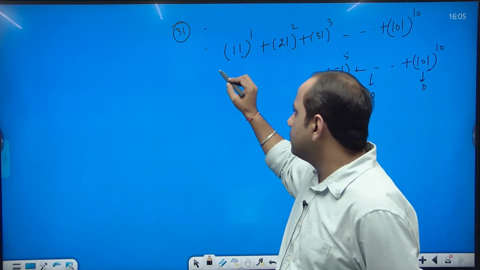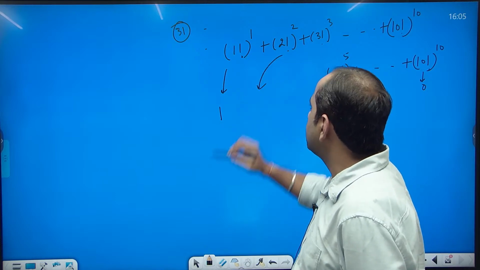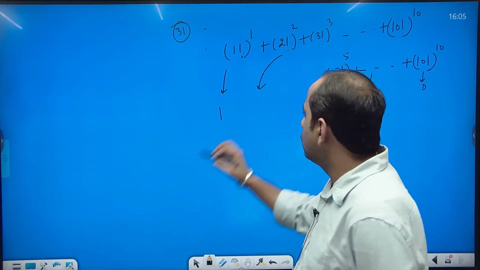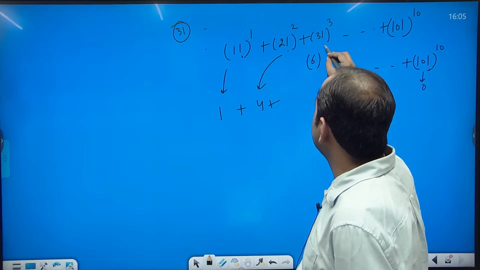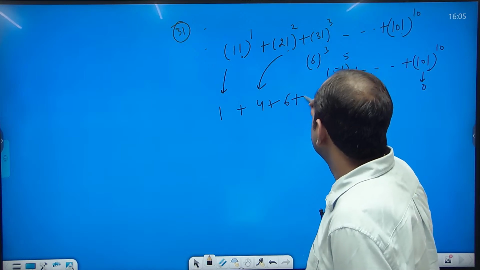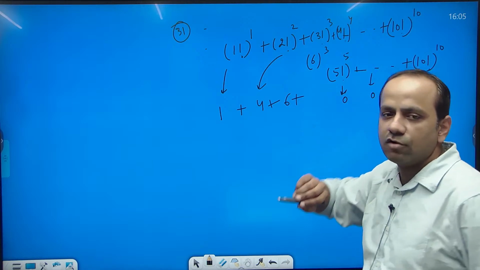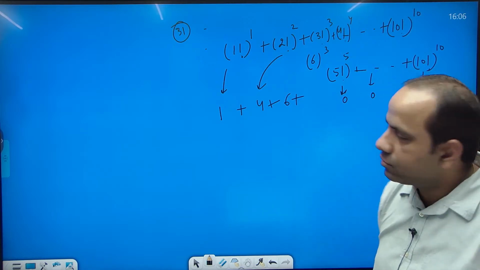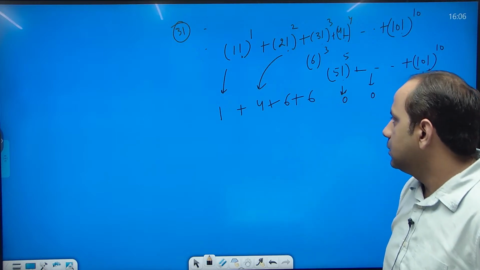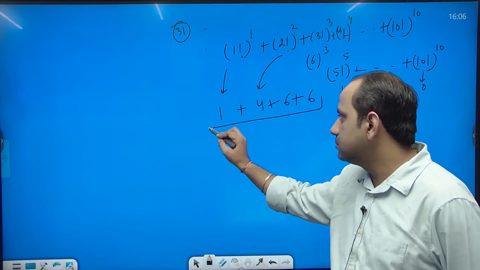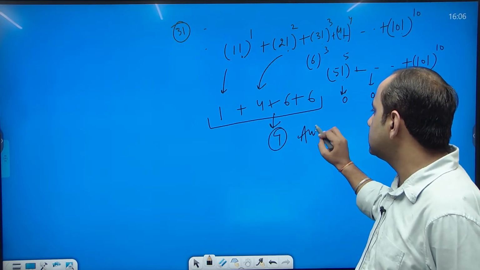Now 1 factorial to the power 1 will be 1. 2 factorial to the power 2 will be 4. 3 factorial is 6, so 6 to the power 3 gives 6. 4 factorial is 24 raised to the power 4, so the unit digit will be 6. So the unit digit of the sum will be 7. Any doubt in this?